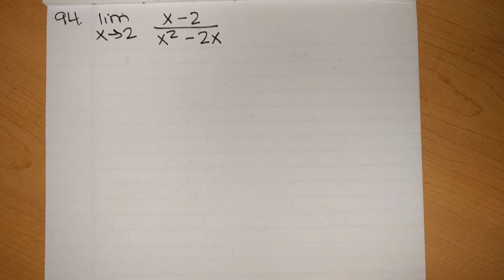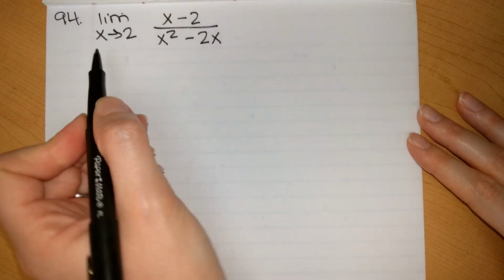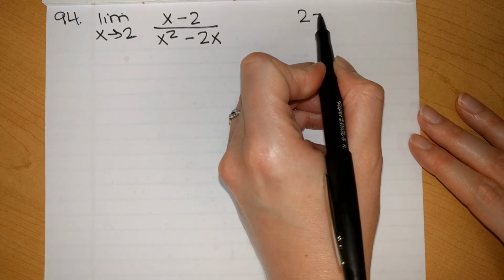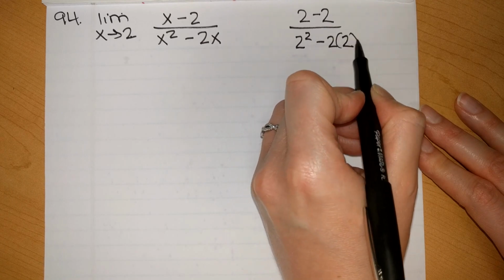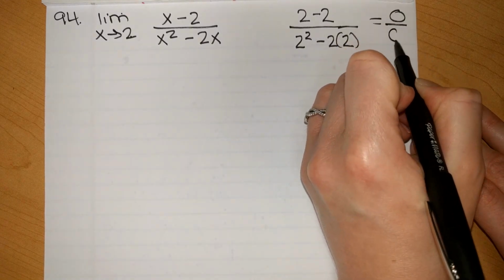So here we are evaluating a limit. Our first step is to plug in c. So we are going to plug in 2 for x. So we have 2 minus 2 over 2 squared minus 2 times 2, and that evaluates to 0 over 0.